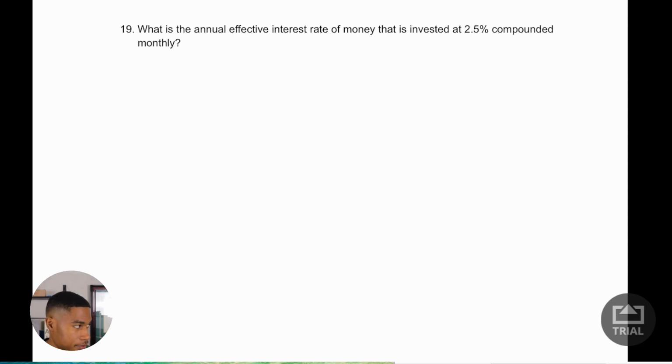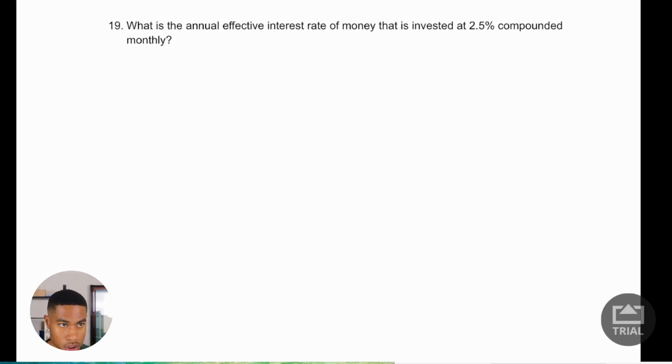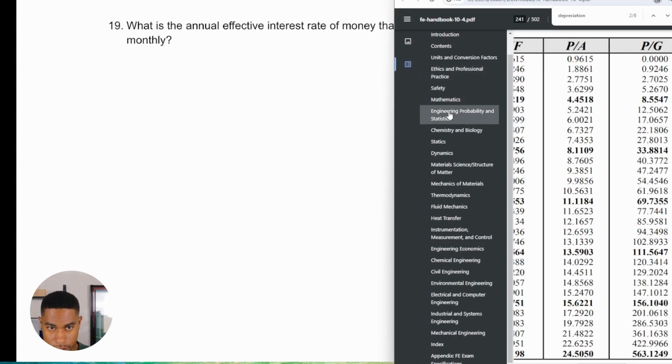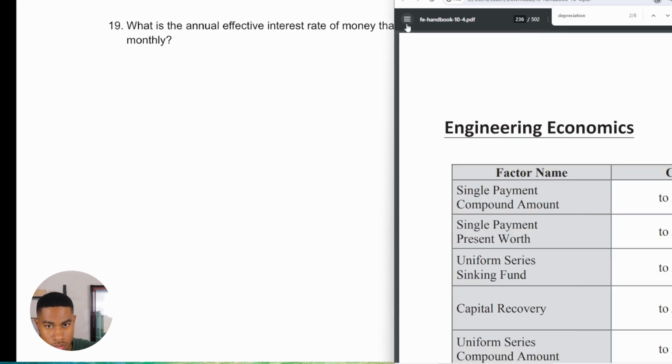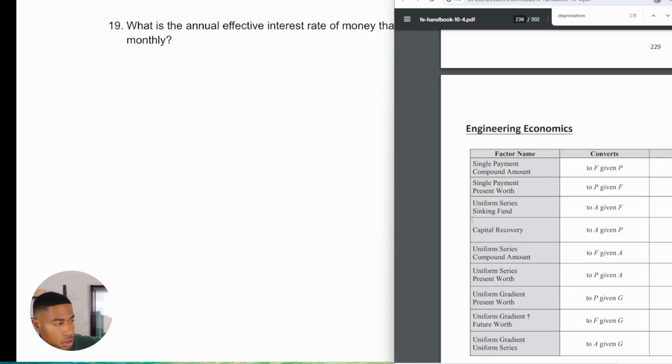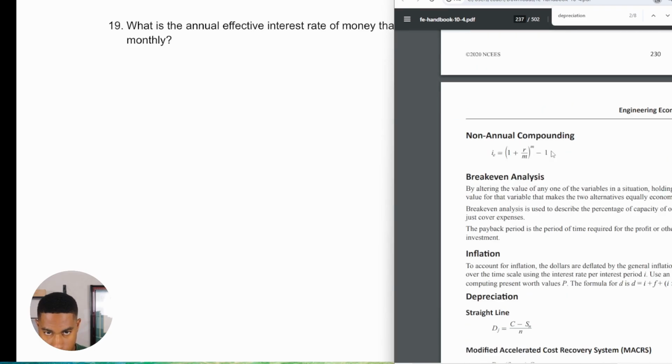Let's look at number 19. This one says, what is the annual effective interest rate of money that is invested at 2.5% compounded monthly? Okay. So, for annual effective interest rate, I'm going to go to the engineering economics section of my handbook first to start. So, engineering economics. Here. All right, and then I want to search for annual effective interest rate. Do a search.